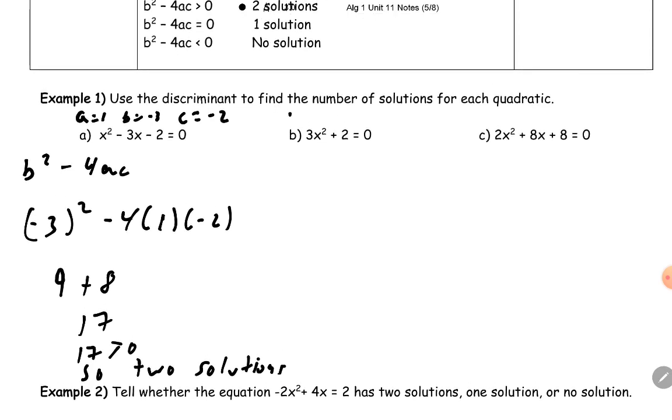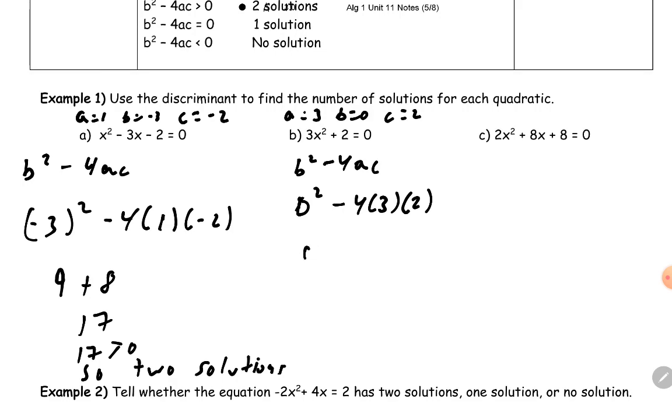Okay, let's do another one. A equals 3. There is no b value, so we say the b value is 0, and c is 2. So I have 0 squared, because we're plugging into b squared minus 4ac. So 0 squared minus 4 times 3, which is the a value, times our c value, 2. So 0 minus 24 is negative 24. Negative 24 is less than 0, so no solution.